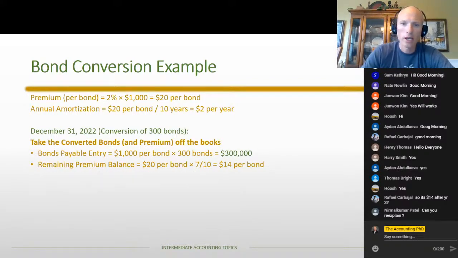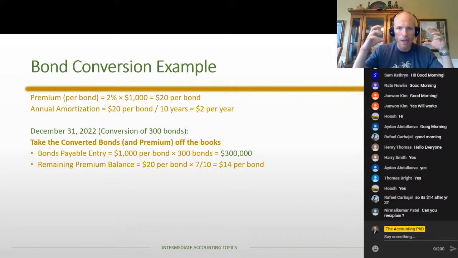And Nirmal Kumar wants me to re-explain, so let me go back up. Just one more time. The idea here is there is this ongoing amortization process. We issued the bonds on January 1st, 2020. What we have to do is imagine in our minds what's been going on with this bond over the last 3 years.